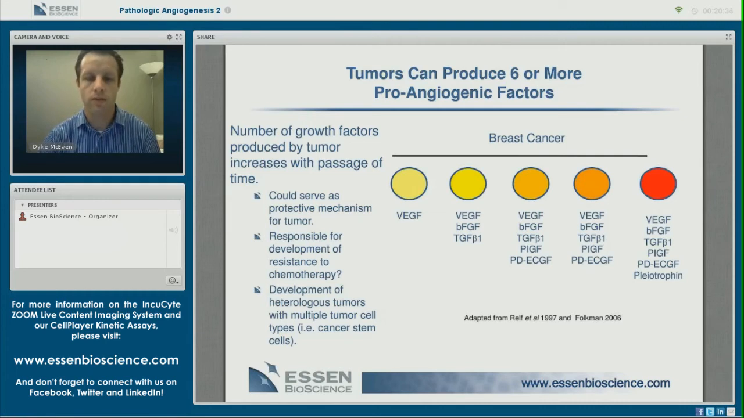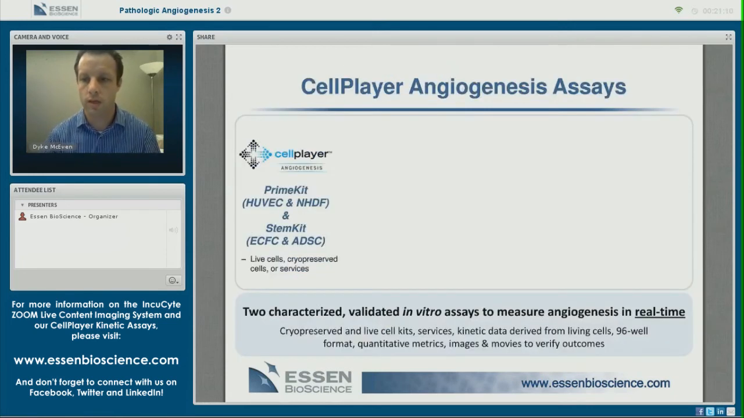Finally, these growth factors may be involved in the development of heterologous tumors, resulting in the development of multiple tumor cell types, such as cancer stem cells, again, promoting tumor survival, developing resistance, and eventually metastasizing to other tissues. So it's important to us to have a system that responds to multiple growth factors, not only VEGF, but outside of VEGF, such as basic FGF, TGF-beta1, placental growth factor, or even EGF. And I'll show you some of those data in a second.